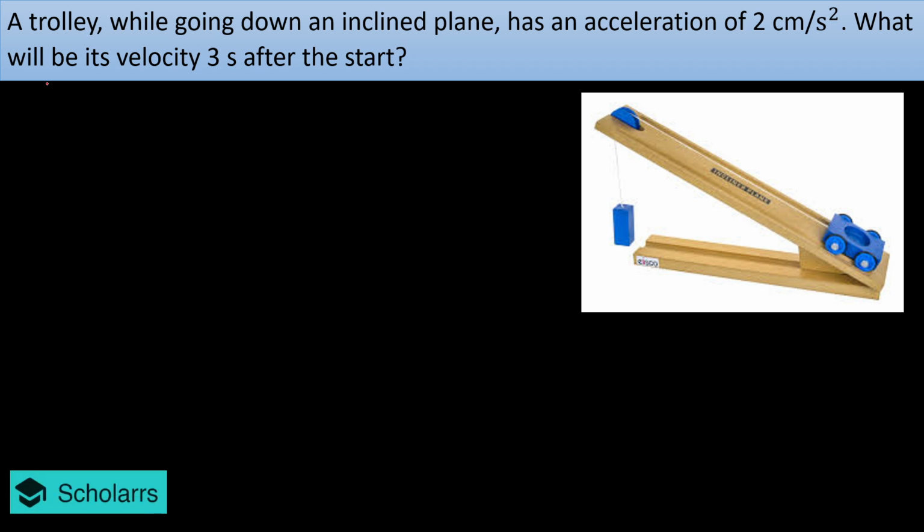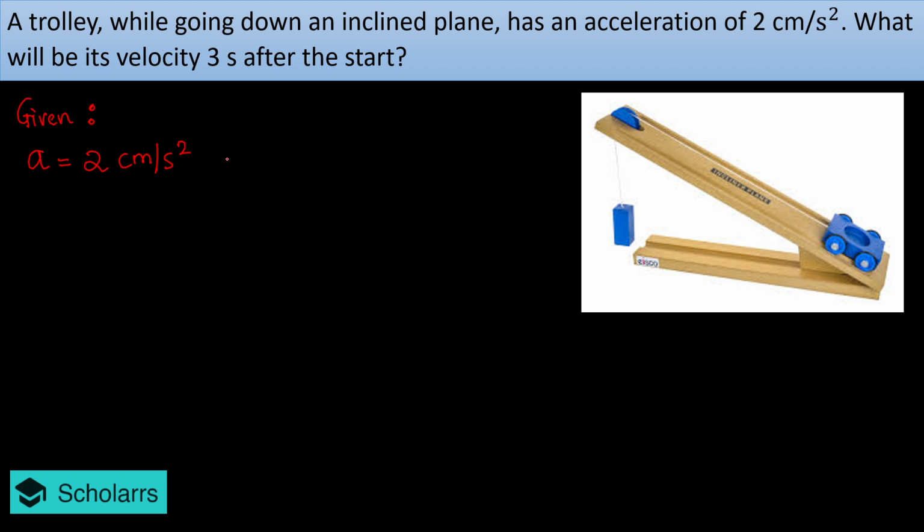So we'll start with our basic process. In this case, we'll write as given. A trolley was going down through an inclined plane. It has an acceleration of 2 centimeter per second square. Now, obviously, you need to convert this centimeter into meter. Then only you will be able to solve it correctly.